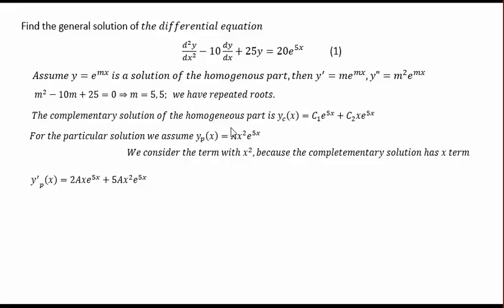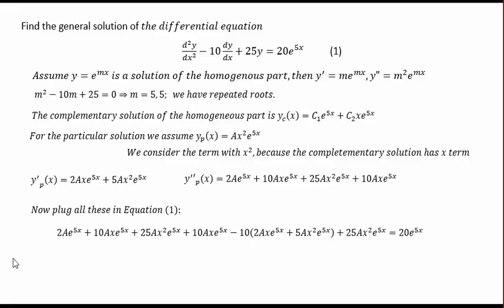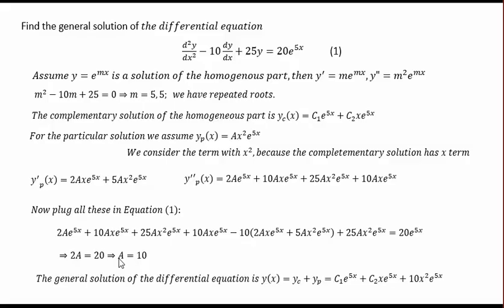Once we have our particular solution, we find the first derivative using a combination of the chain and product rule. This is what we're left with. We then proceed to find the second derivative as well. Now we plug all of these into our original equation, and we're left with this long equation, but we notice that each term contains e to the 5x. That term can be factored out, and once we simplify this equation, we're left with 2a equals 20, which implies a equals 10.